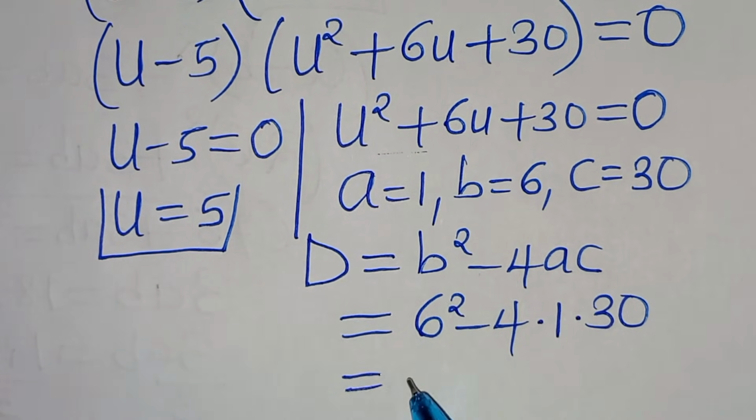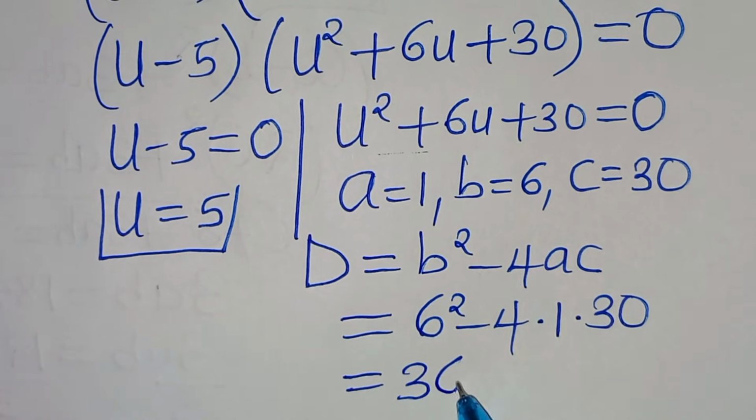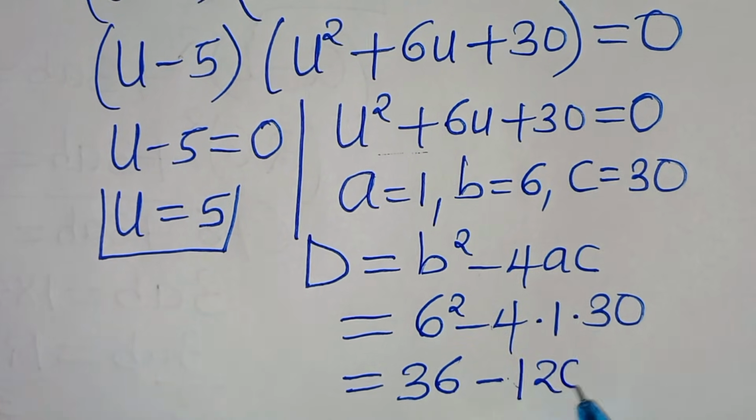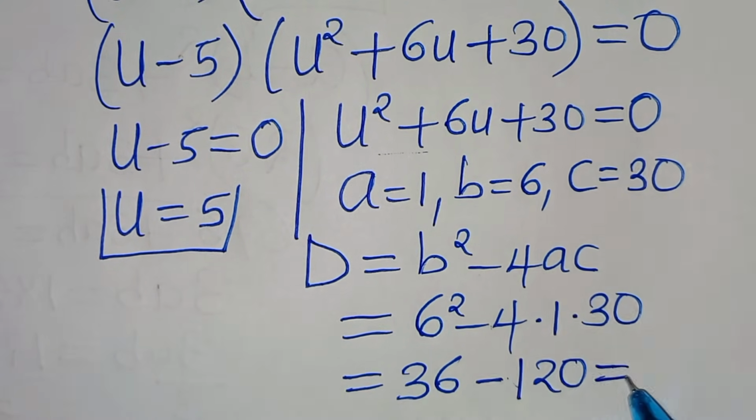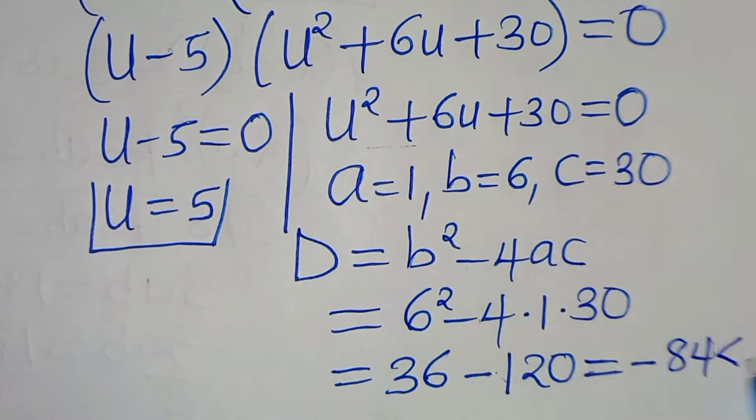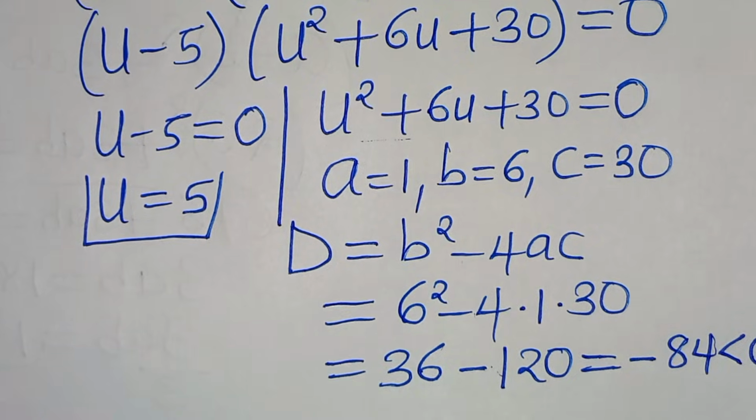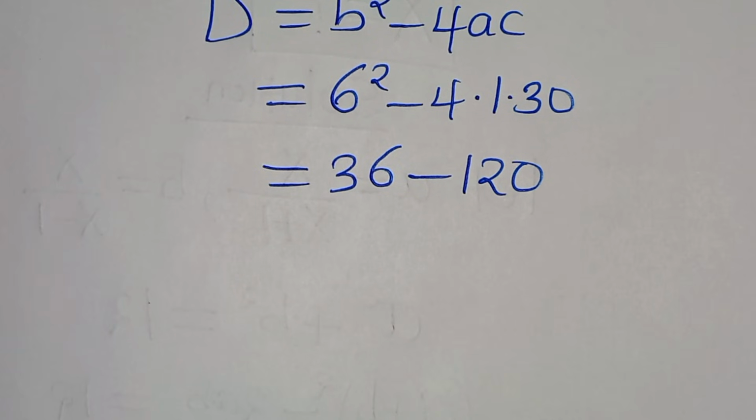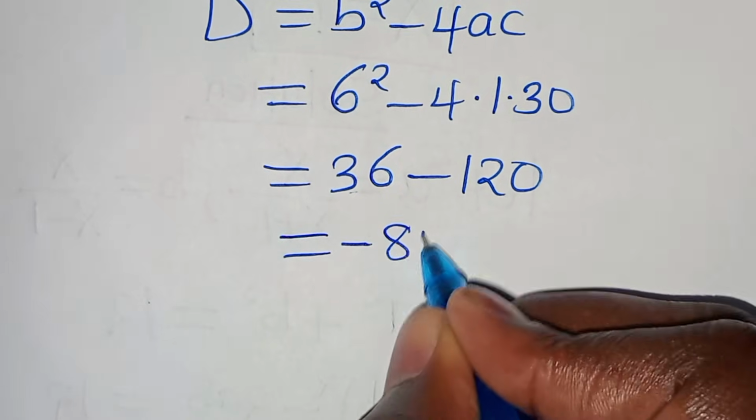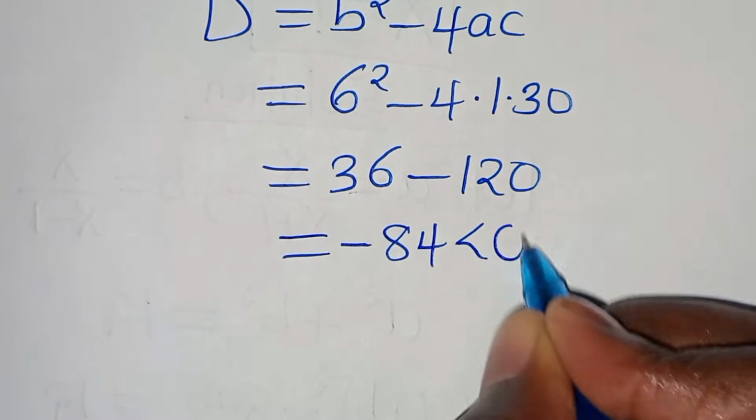6 squared, this is equal to 36. Subtract 4 times 30, which is 120. And this is equal to minus 84. Remember, minus 84 is less than 0. So we have 36 minus 120, and this is equal to minus 84, which is less than 0.